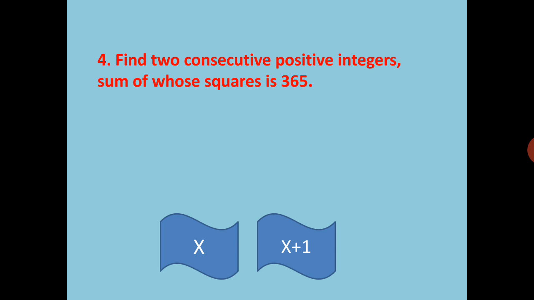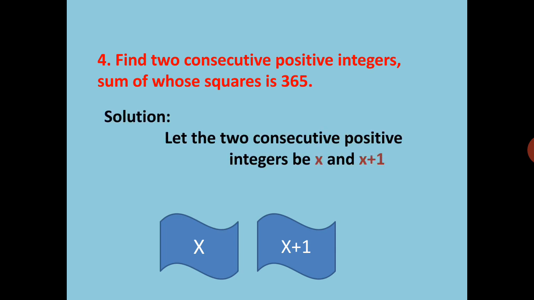Let's proceed to the next question. Question number 4. Find two consecutive positive integers, the sum of whose squares is 365. Okay, now you have been told that there are two consecutive positive numbers. We always represent consecutive numbers as x, x plus 1. So let's begin. Solution. Let the two consecutive positive integers be x, x plus 1. The sum of the squares is 365.